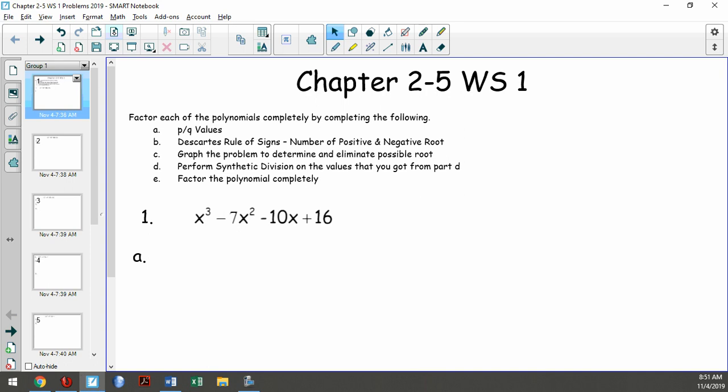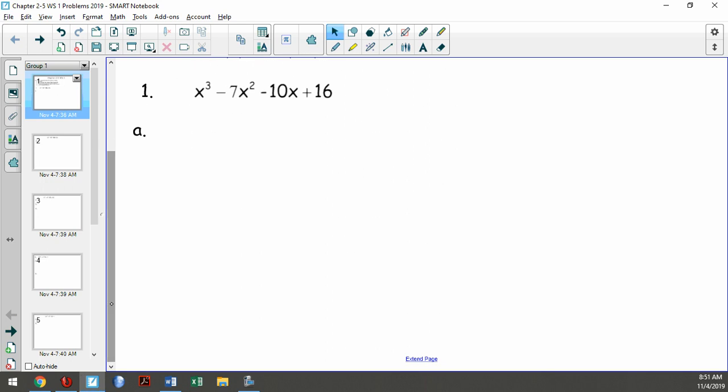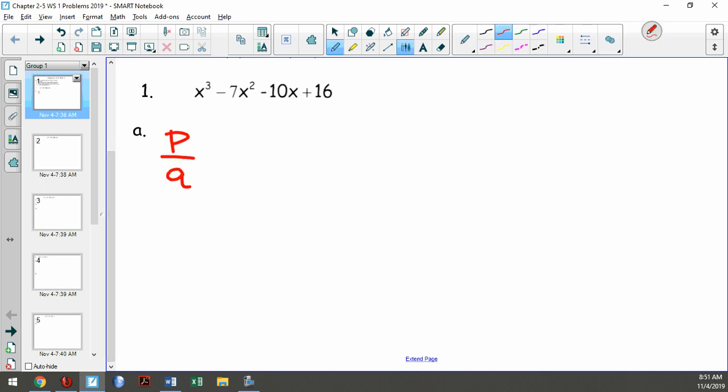So how do you find your P over Q values? Well, P over Q, what is P? P is your constant term, so that's going to be 16. And what are all the factors of 16? Plus or minus 1 and 16, 2 and 8, and then 4 times 4. Do you see how I wrote that? I did 1 and 16, I did 2 and 8, and then 4 times 4, which was meeting in the middle. We good?